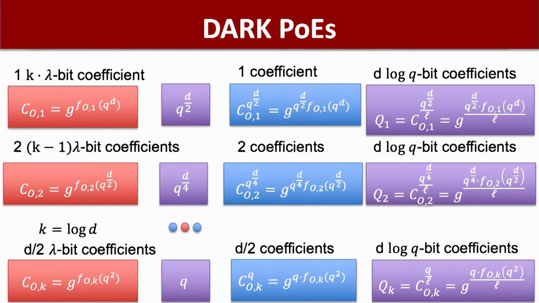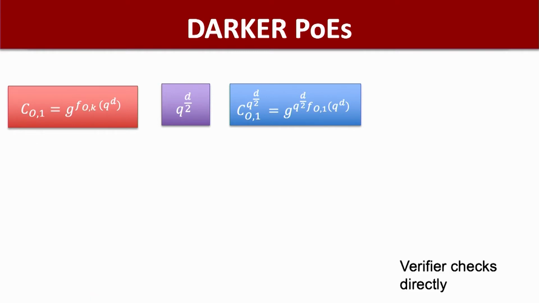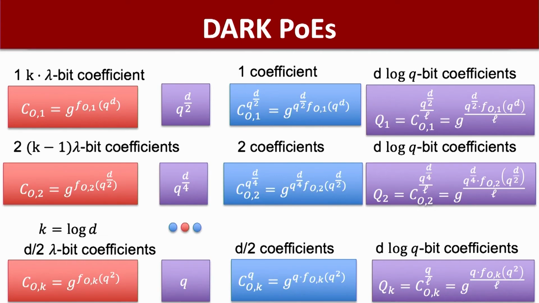And so then the next one would be q to the d over 4. So this lets us use these DARK PoEs, where the idea is that we can actually run the Pietrzak PoE to, in each round, reduce the first line to a statement that looks like the second line. So we can just run one Pietrzak PoE for all of these statements together.